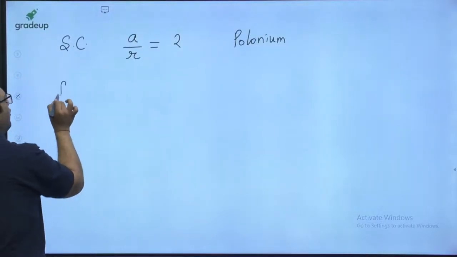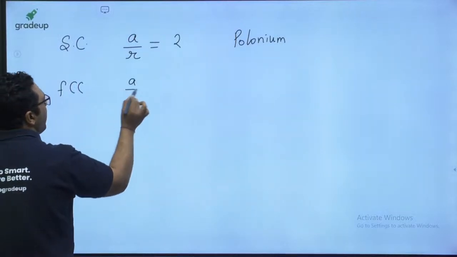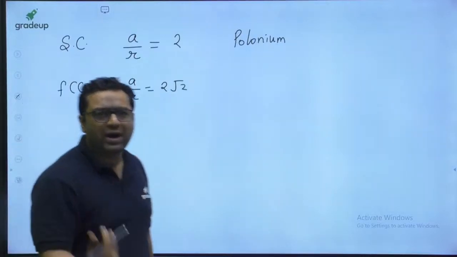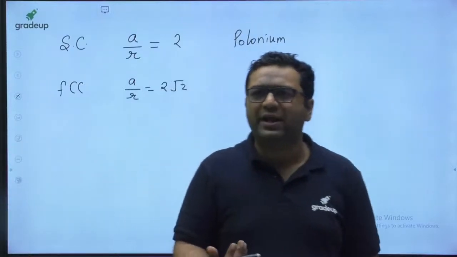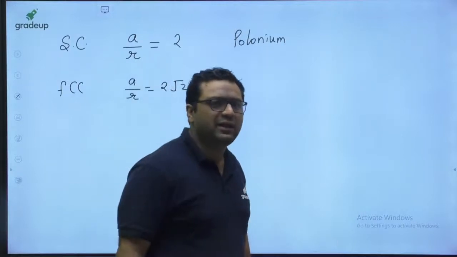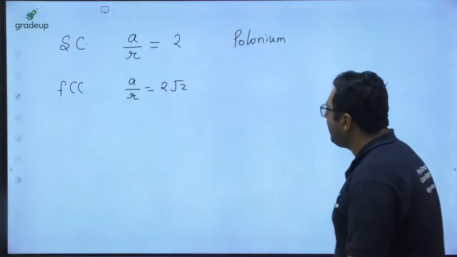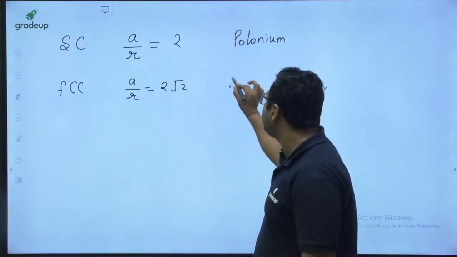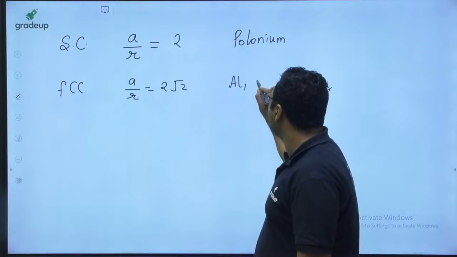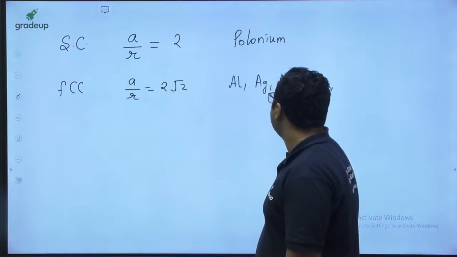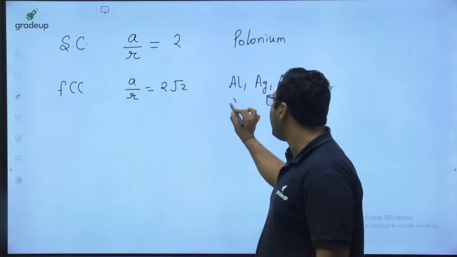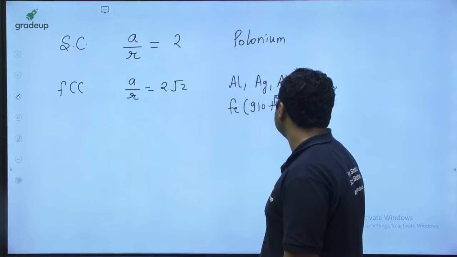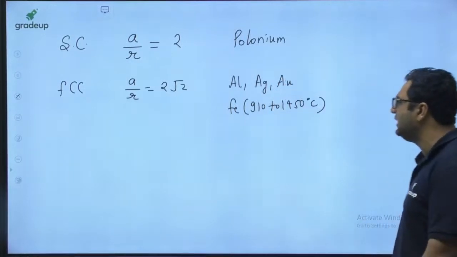Then we talk about FCC. For FCC, the A to R ratio is 2 root 2. They may ask you in increasing order of A to R ratio or decreasing order of A to R ratio. That kind of question is expected in Engineering Services paper 1. When you give an example of FCC structure, you say materials like aluminium, gold, silver, and also iron in the temperature range of 910 to 1450 degrees Celsius. In this range it is found to be FCC in nature.